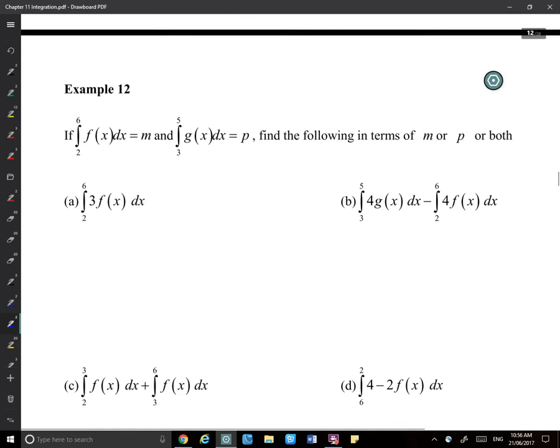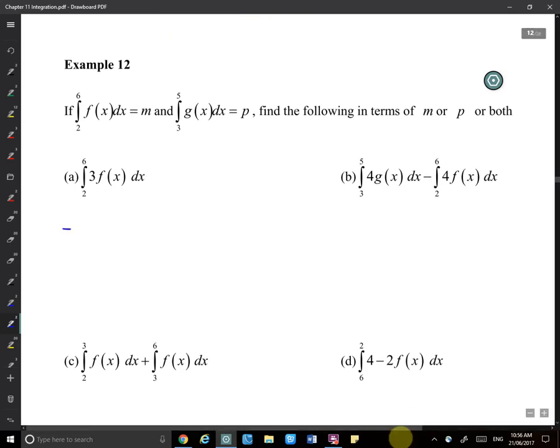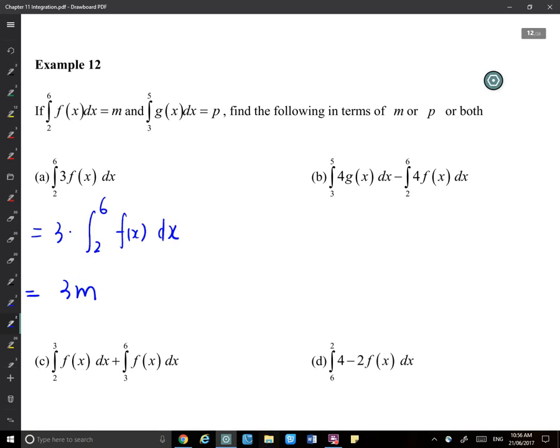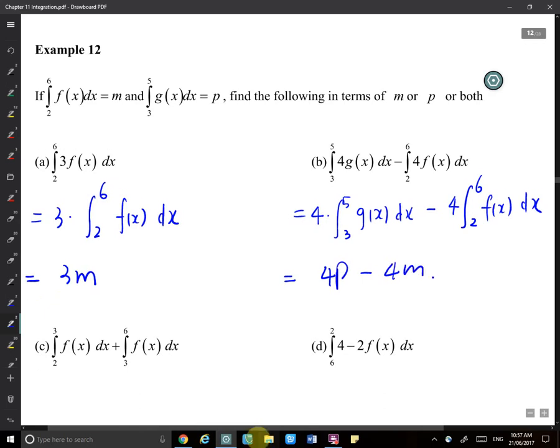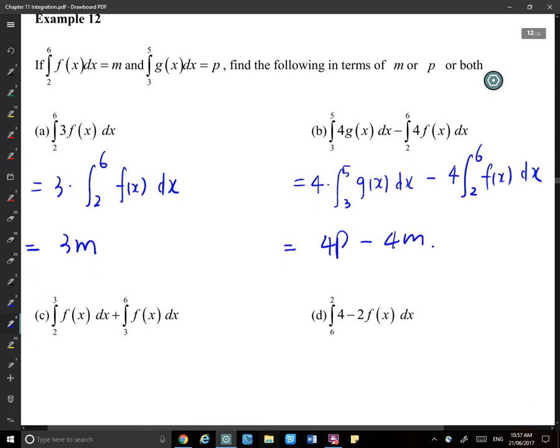Okay, the first one, we have that. And this will be 3 times the integral from 2 to 6 of f(x) dx. That gives me 3m. This one will be 4 times the integral from 3 to 5 of g(x) dx minus 4 times the integral from 2 to 6 of f(x) dx. That equals 4p minus 4m. Have a think about the next one.